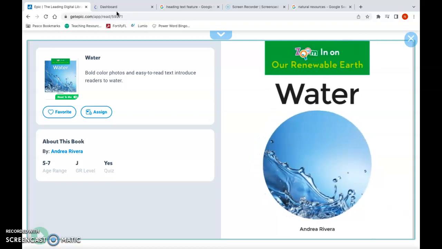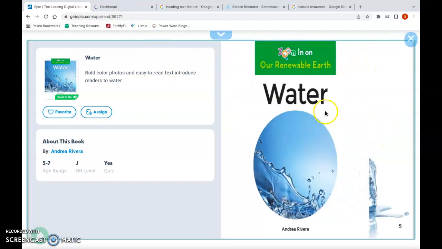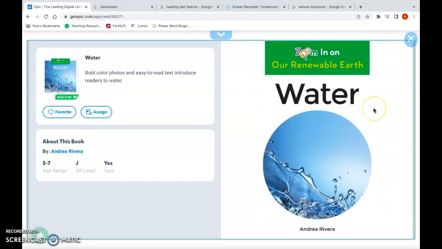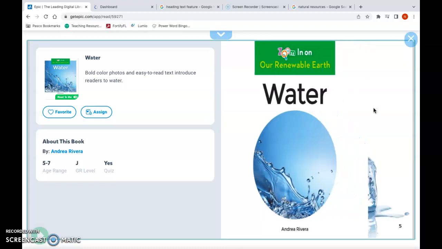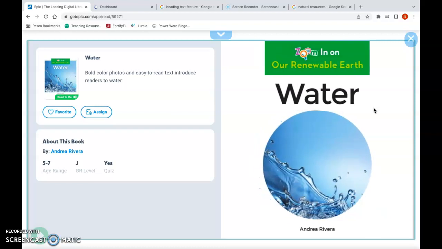Now a heading is different from a title because the title is what the entire text is going to be about. So oftentimes that is found on the very cover of your book, kind of like this one is about water. So that is the title of our book. Now a heading is sometimes smaller text that is going to be over a portion of the text where you can find the main topic about what that specific part of the text is going to be about. So that's what we're going to practice today.